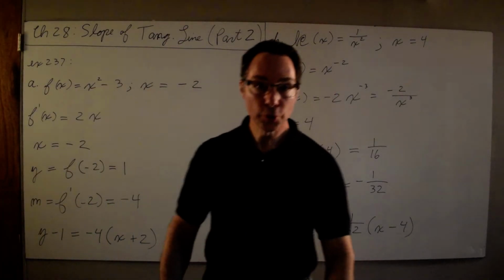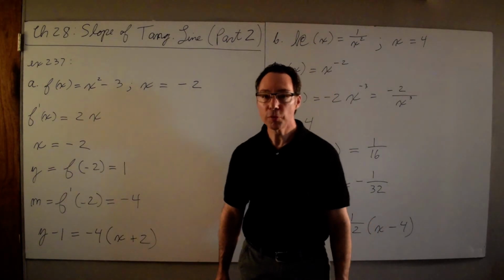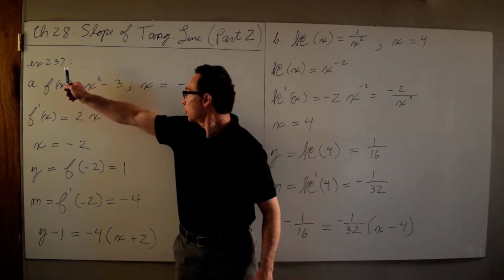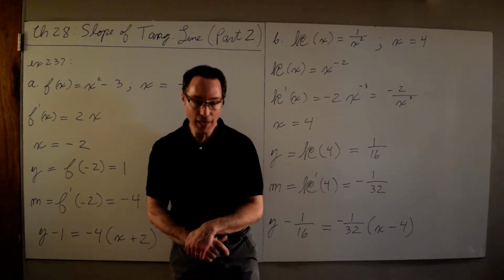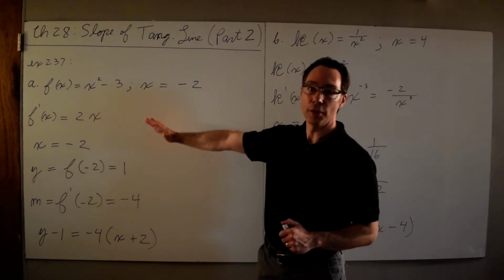This is video number 2 on chapter 28, slope of the tangent line. And I'm going to do the first two parts of example 237. I'm going to do this differently than what's in the notes.